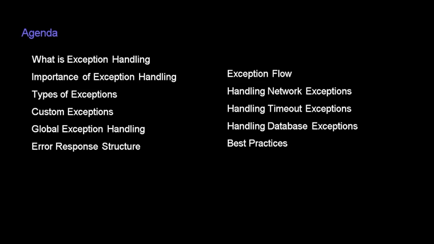Then the exception flow for network errors: if the network is down, how will you handle timeouts? Whenever you are calling a backend service, you expect the response to come in 1 minute or 2 minutes, depending on your business rules. If you are not able to get the response within the given time, how are you going to handle the exception? Then database exceptions: if the database is down, or there is a primary key violation, unique key violation, or some other database operation failure, or the connection has failed, how are you going to handle the database exception? And then the best practices.